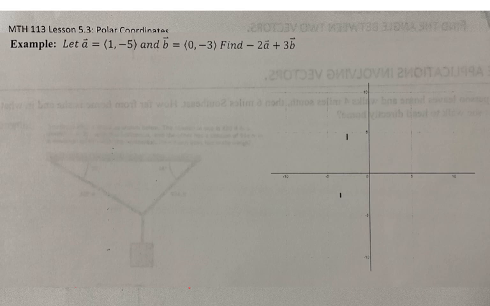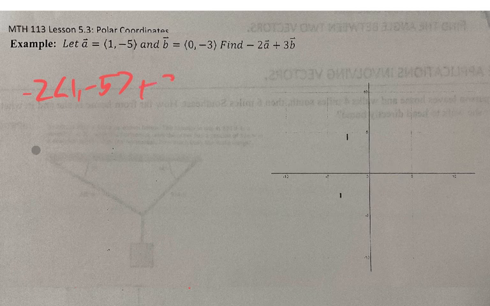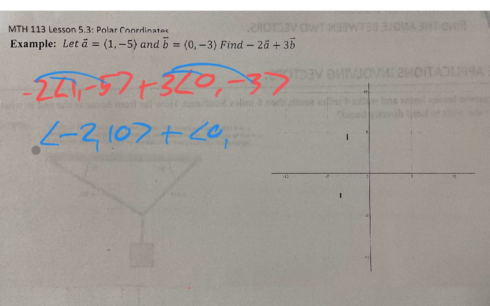I've got 2 vectors. A is 1, -5. B is 0, 3. Find -2A plus 3B. It's as simple as you think it is. It's -2 times A, 1, -5, plus 3 times B, 0, 3. Which one do you think you have to do first? The scalar multiplications. I've got to multiply first. That's going to give me -2, 10, plus 0, 9. Yeah. Let's go with that.